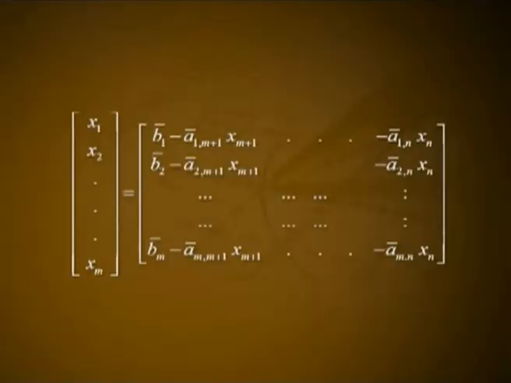Pre-multiplying both sides by its inverse, we get the column matrix x1, x2, etc., xm equal to the column matrix b1 bar - a1m+1 bar xm+1 - etc. - a1n bar xn, b2 bar - a2m+1 bar xm+1 - etc. - a2n bar xn, etc., bm bar - amm+1 bar xm+1 - etc. - amn bar xn, or x1 + a1m+1 bar xm+1 + etc. + a1n bar xn = b1 bar, x2 + a2m+1 bar xm+1 + etc. + a2n bar xn = b2 bar, etc., finally xm + amm+1 bar xm+1 + etc. + amn bar xn = bm bar. Let it be equation number 2.